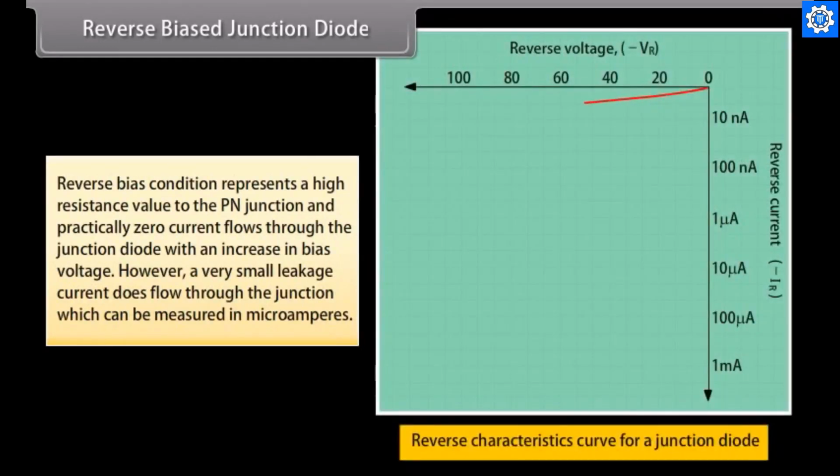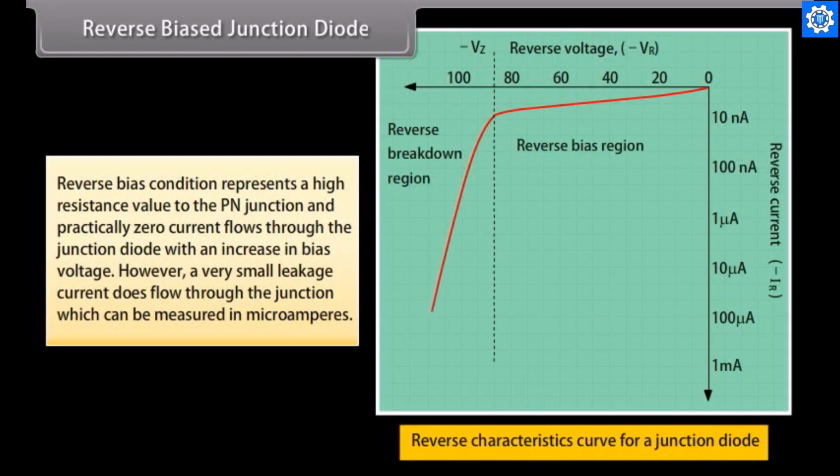Reverse bias condition represents a high resistance value of the P-N junction, and practically zero current flows through the junction diode with an increase in bias voltage. However, a very small leakage current does flow through the junction, which can be measured in microamperes.